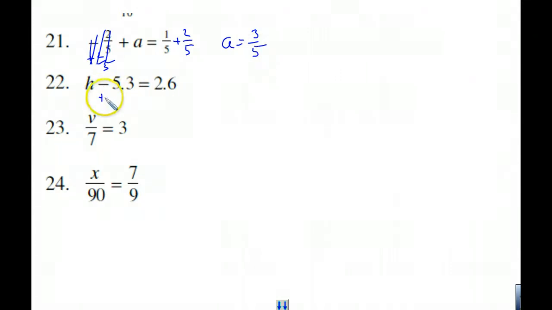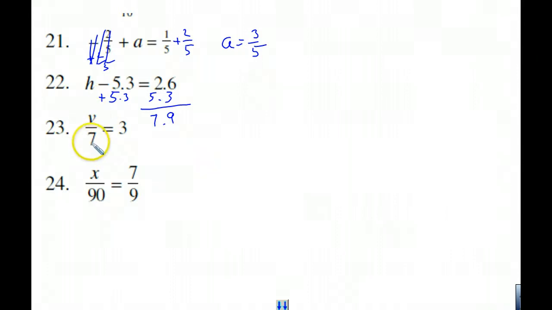Number 22, we can add 5.3 to both sides. Make sure you do your addition correctly here. Line up your decimals. So we get 9 with a 7, so H should equal 7.9.